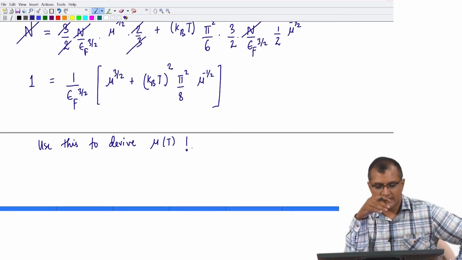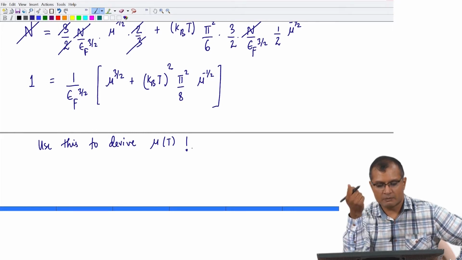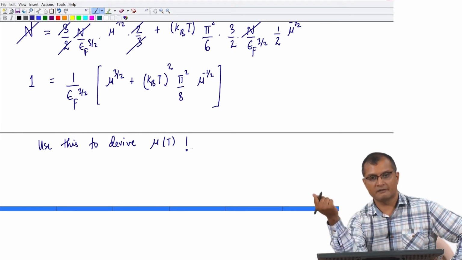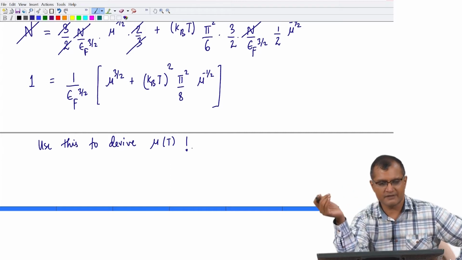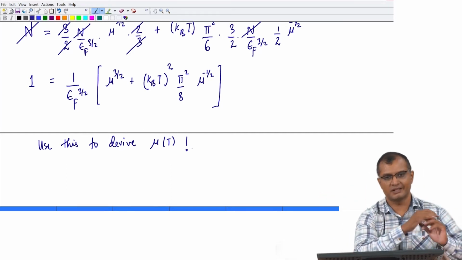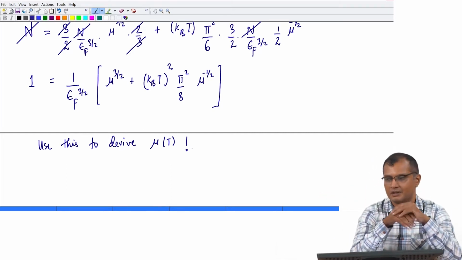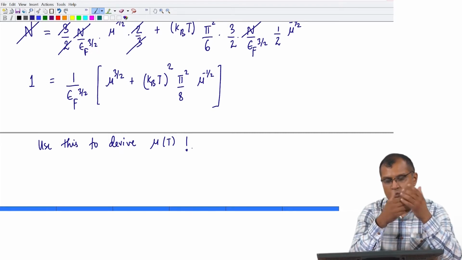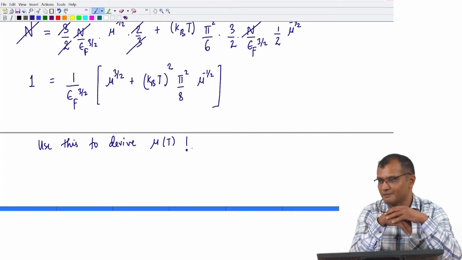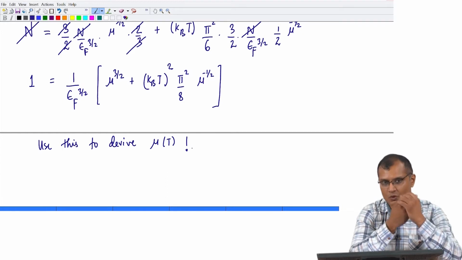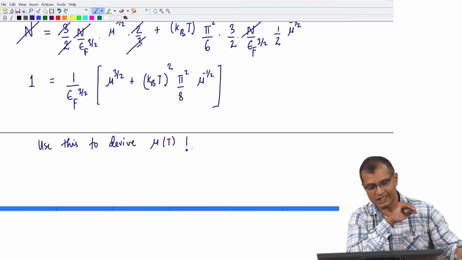So, we have this equation here which can be used to compute how the chemical potential varies with temperature. I have said that for one value of temperature the chemical potential becomes the Fermi energy, but what happens to the chemical potential as you vary the temperature? This is something that we would like to know.